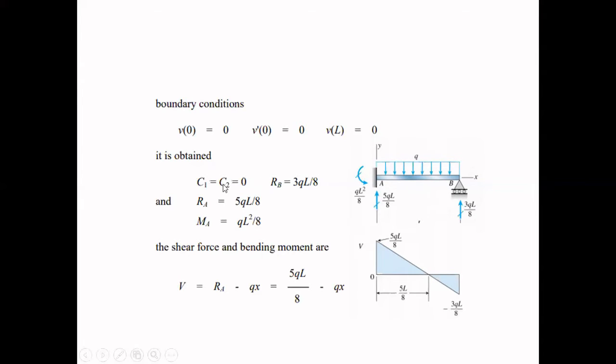Now, next we will calculate the shear force and bending moment about any section. V is the shear force at any section, which is simply Ra minus qx. Ra is due to the support, and qx is due to this UDL. We have already calculated Ra, so we'll substitute the value of Ra from this equation into this equation, and this will become 5qL upon 8 minus qx.